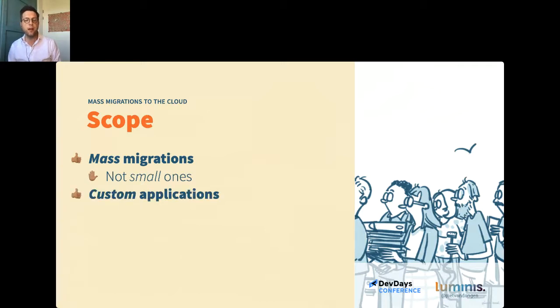Okay, so the scope of this talk, that's important, I think. It's about mass migration. So that's migrating a lot of applications. It's not about migrating one or two applications or systems. It's about a mass migration. It's also about migrating custom applications. So not off-the-shelf software that you bought and you want to migrate from on-prem running to the cloud. For that, you probably have SaaS software. This is about custom software and configurations.